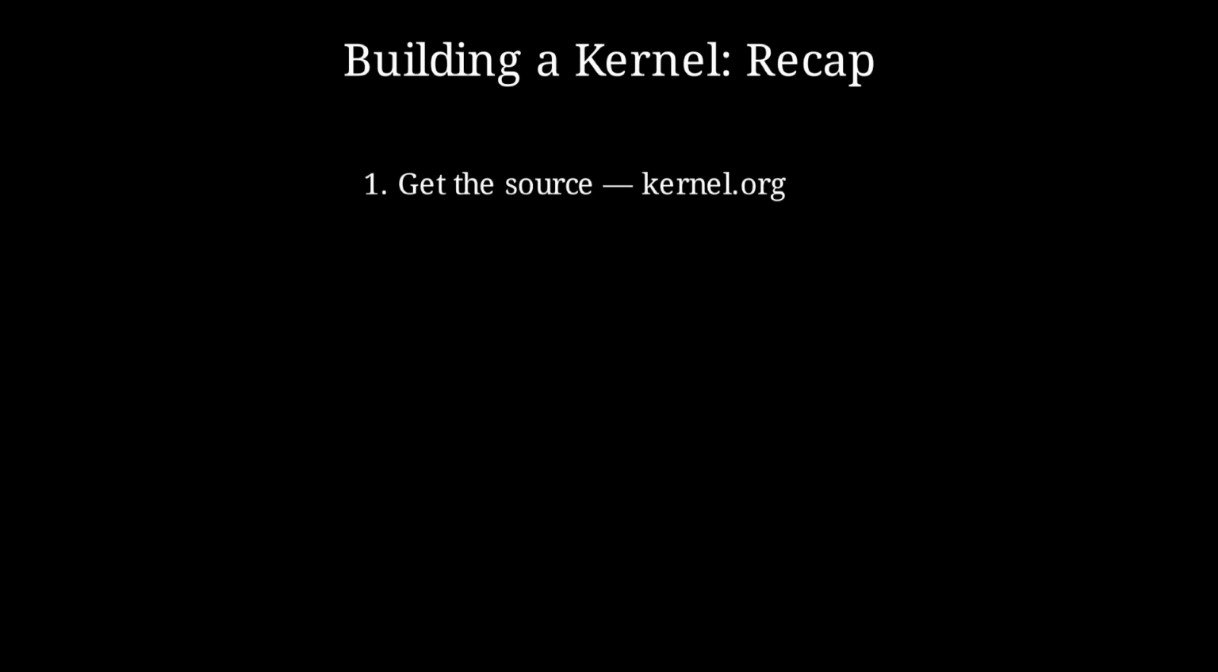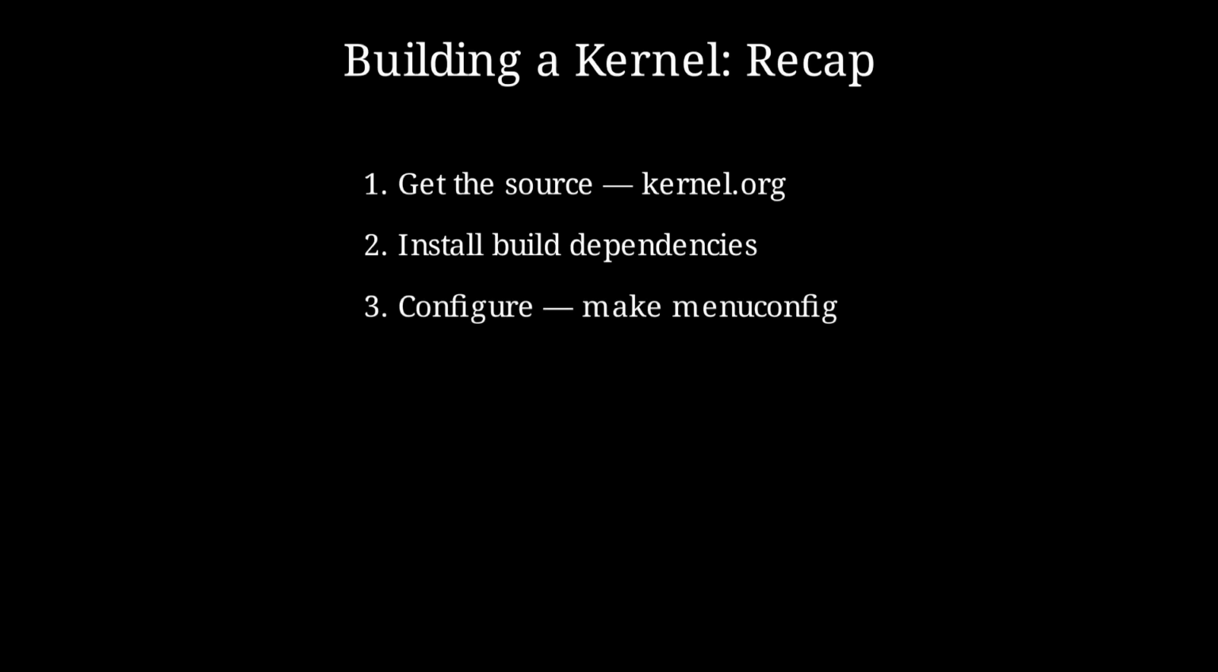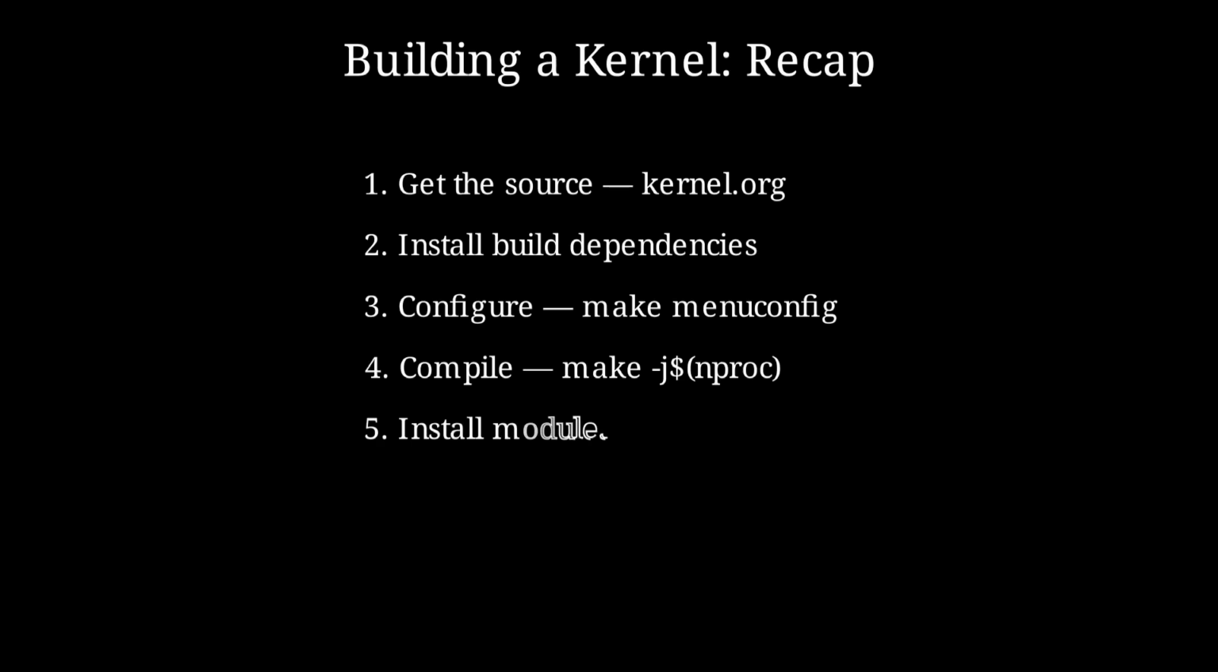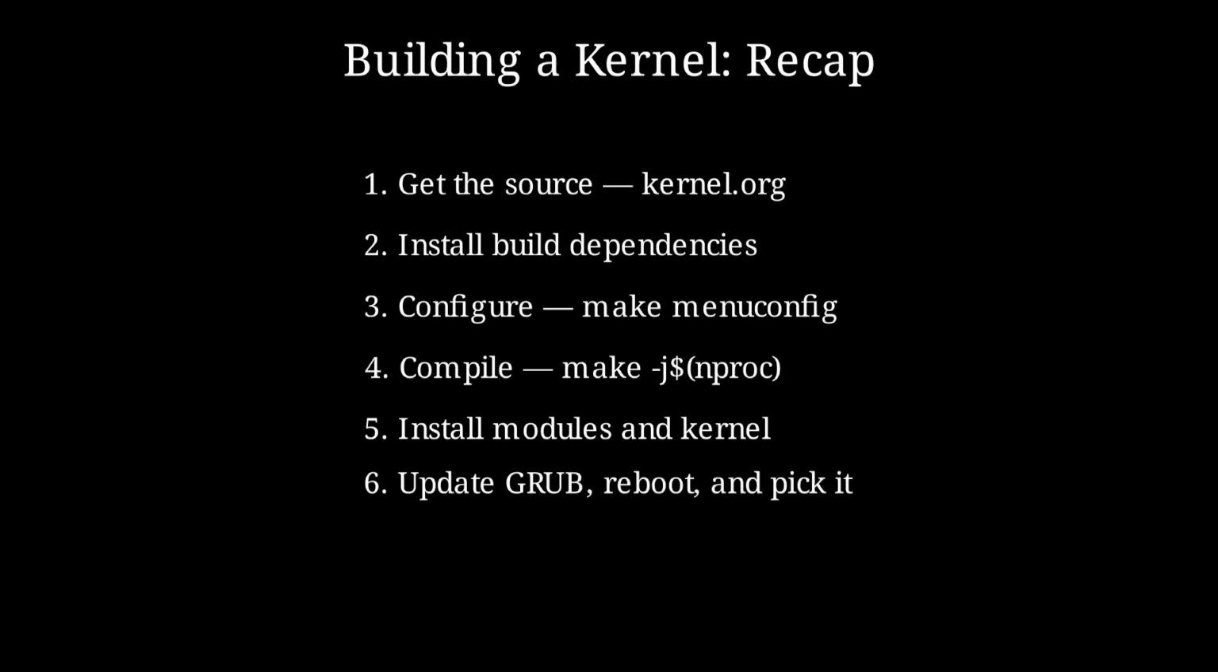From here, you just reboot, pick your new kernel from the GRUB menu, and you're running a kernel you built yourself from source, top to bottom. So to recap, get the source from kernel.org, install your build dependencies, configure with menuconfig, compile with make -j$(nproc), install the modules and the kernel itself, then update GRUB and reboot into it. Every distro you've ever used went through some version of exactly this process. Now you've done it yourself.